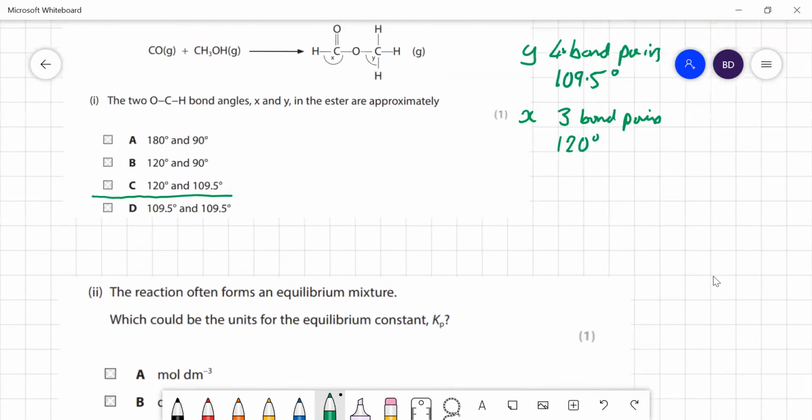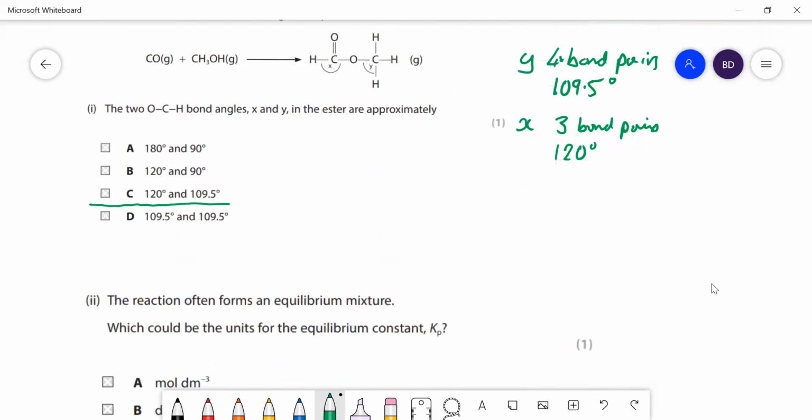Okay. The reaction often forms an equilibrium mixture. What would be the units for Kp? Well, Kp is going to be equal to the partial pressure of the ester, because it's a gas phase reaction, divided by the partial pressure of carbon monoxide and the methanol.